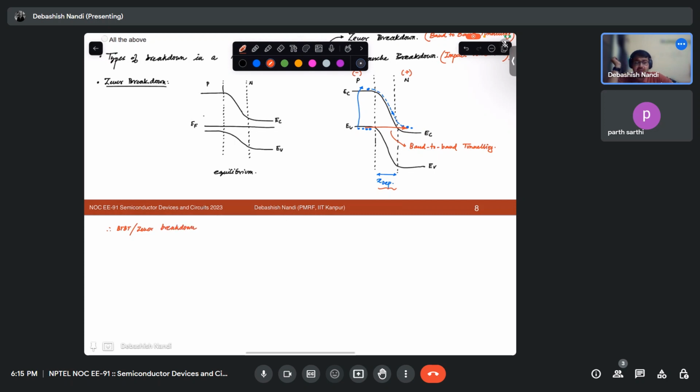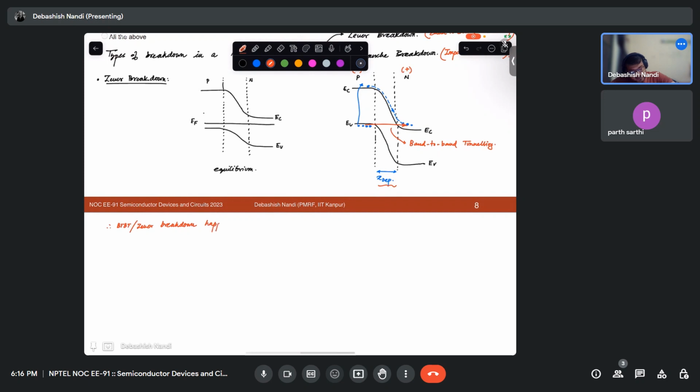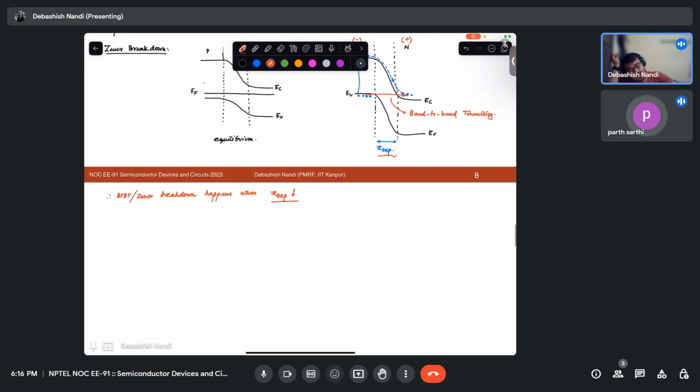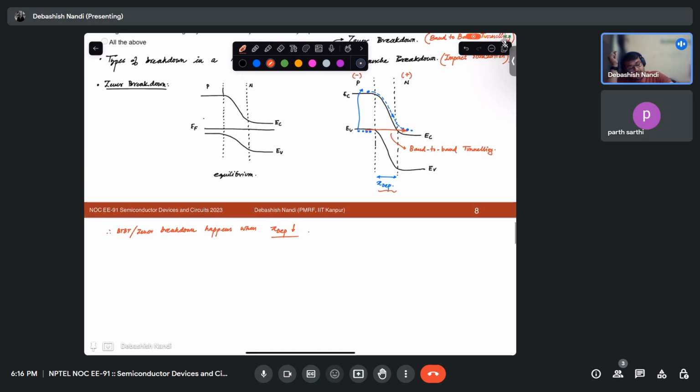breakdown. By the way, why is it called breakdown? Because in reverse bias, there should not be any current flow, right? But now electrons can flow from this valence band to the conduction band of the opposite side, so carrier movement is continuous and there will be a huge amount of current flow. So that is why we call it a breakdown. BTBT or Zener breakdown happens when X depletion is lower, right? Are you okay with that? So now we will take band to band tunneling.